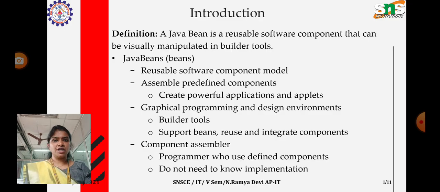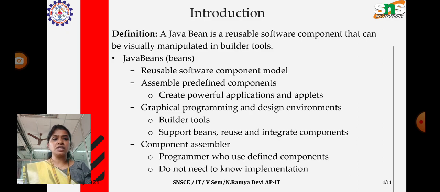So what is a Java bean? A Java bean is a reusable software component that can be visually manipulated in builder tools. Java beans is a reusable software component model, assembled from predefined components. It creates powerful applications and applets. It's also used for graphical programming and design environments, and it is also used as builder tools.